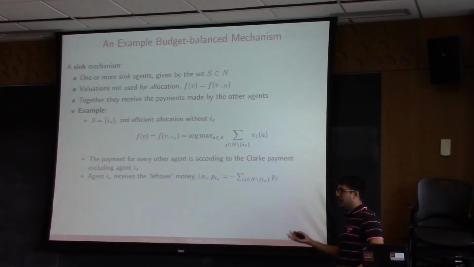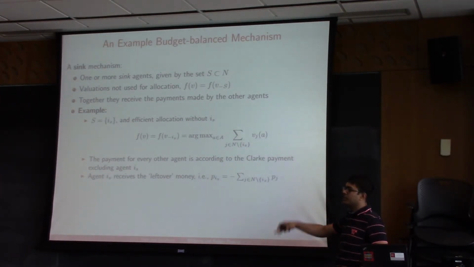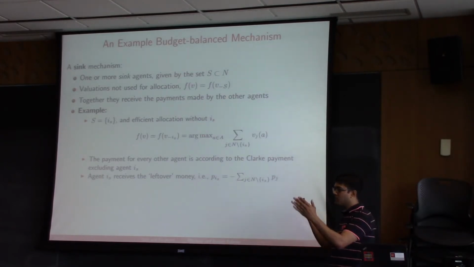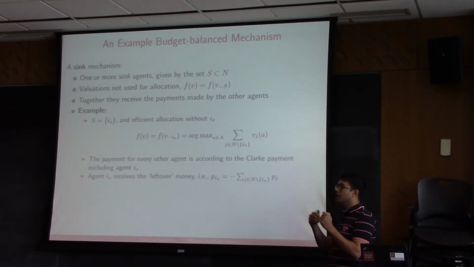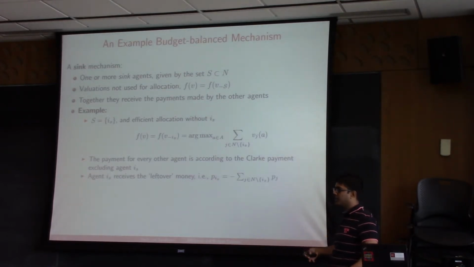And now I also know that this is going to generate a certain amount of surplus, the money that I earlier used to burn, but now I can give this leftover money to the agent IS. Note that because I am using the VCG scheme in a world without IS, it's always going to be strategy proof for those agents. And for agent IS, it's also strategy proof because by misreporting his valuation, he cannot change anything. He cannot change the decision. He cannot change the payments. And so therefore, this particular sink mechanism is strategy proof and budget balanced by design.